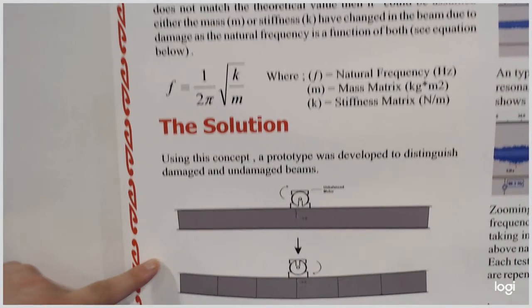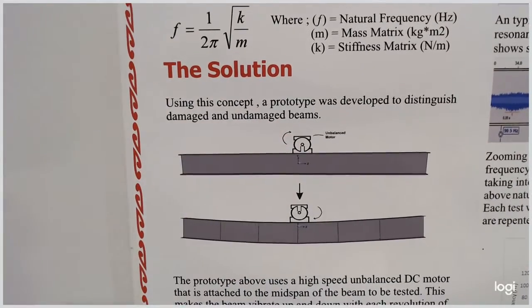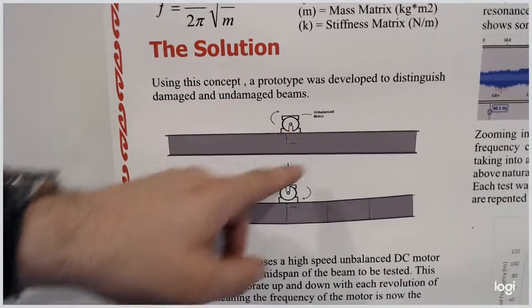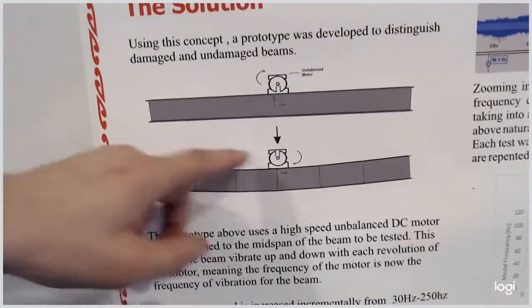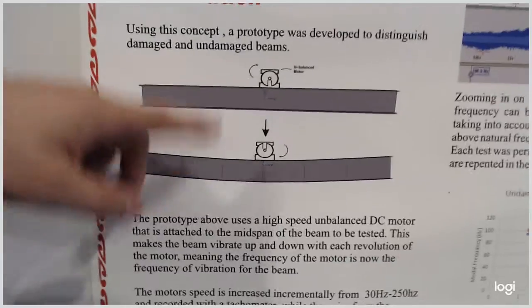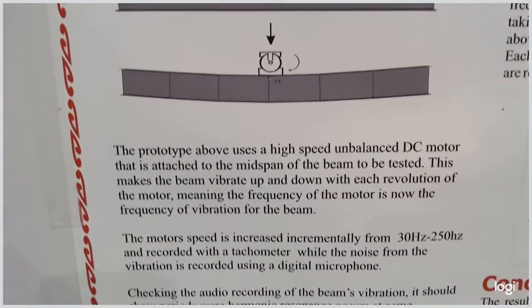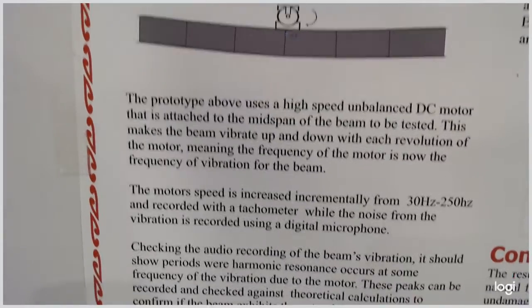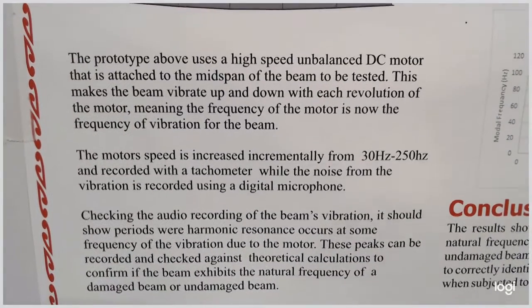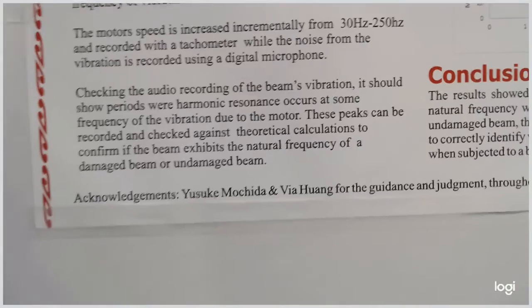Moving on to the prototype, it's quite simple. We have a small unbalanced motor, and every time it turns, the mass ends up at the bottom and pushes the beam down. And it repeats this process. The prototype uses a high-speed unbalanced DC motor that is attached to the midspan of the beam to be tested. This makes the beam vibrate up and down with each revolution of the motor, meaning that the frequency of the motor is now the frequency of vibration for the beam.